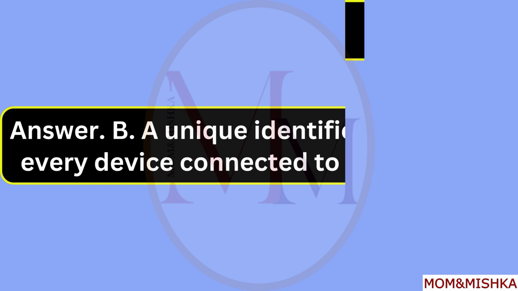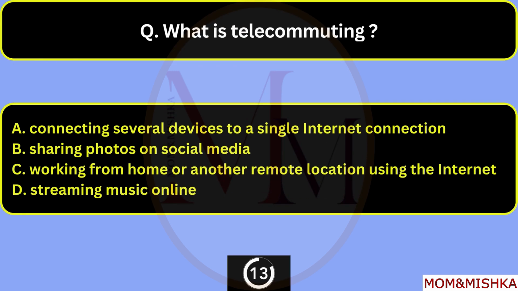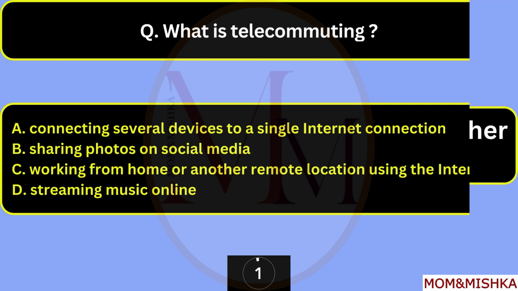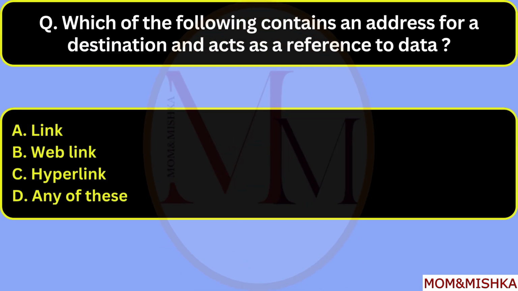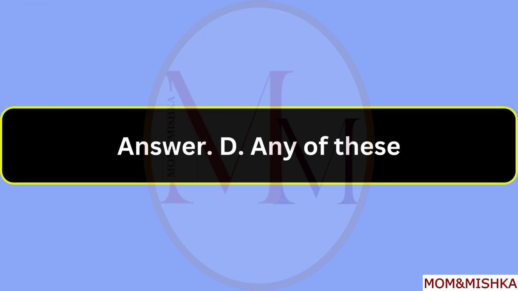Option B. What is telecommuting? Is working from home or another remote location using the internet. Option C. Which of the following contains an address for a destination and acts as a reference to data? Any of these? Option D.